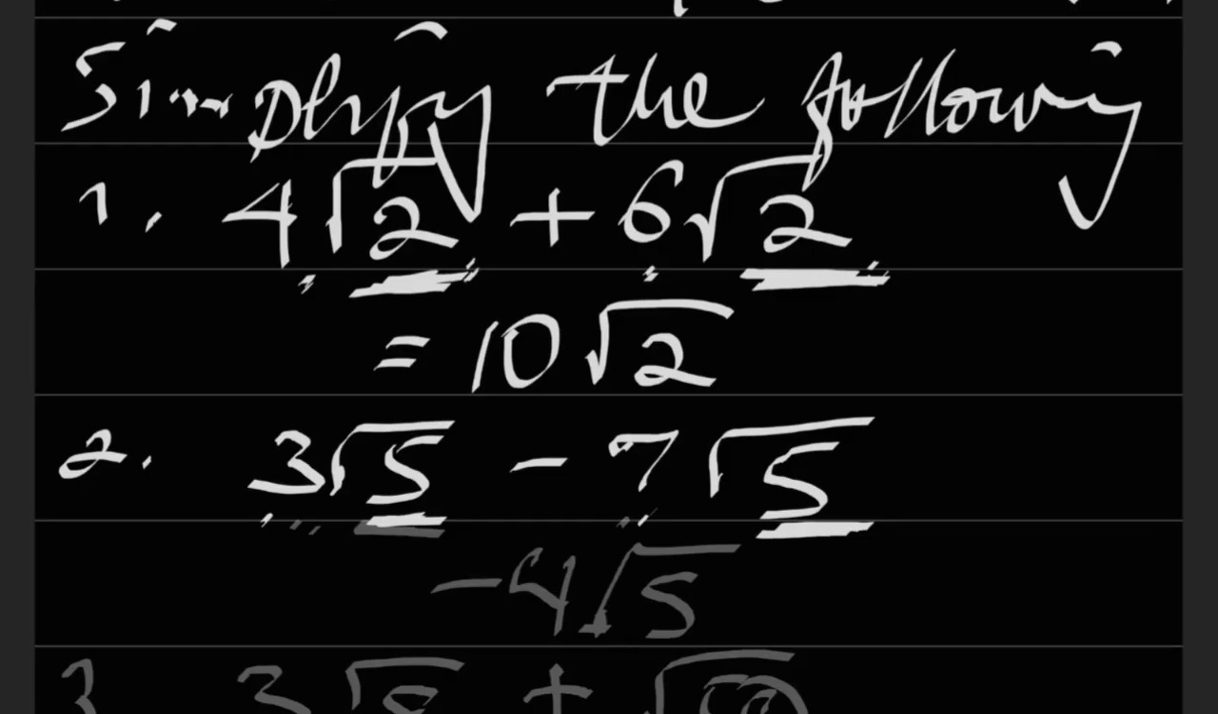So how are we going to do it? The numbers outside, we subtract them. Then one of the roots that are the same, you pick one of them and put it. That's your answer. So 3 minus 7 will give us minus 4. Then we pick one of the roots, which is root 5, and that's our answer: minus 4 root 5.